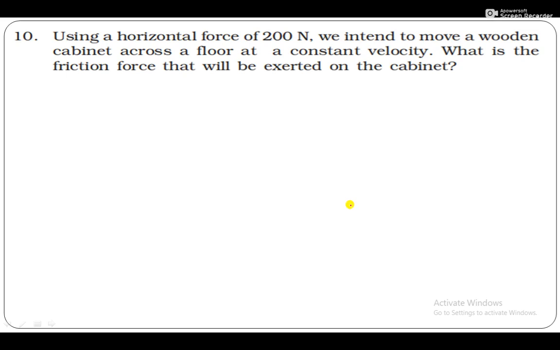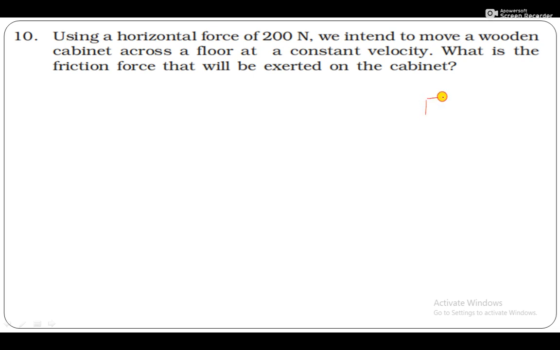Hello everyone. Today we shall discuss question number 10 of exercise Force and Laws of Motion of class 9. Here is the question. Question number 10: using a horizontal force of 200 Newton, we intend to move a wooden cabinet across a floor at a constant velocity. What is the frictional force that will be exerted on the cabinet?